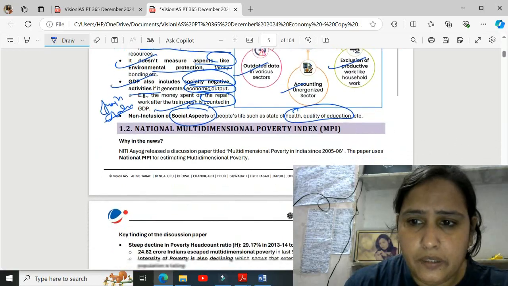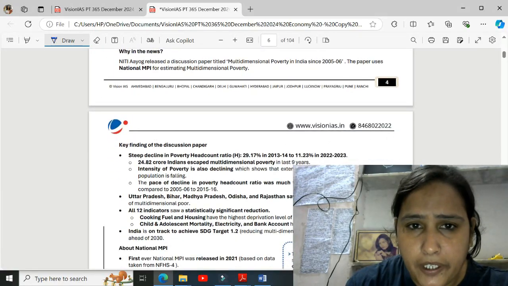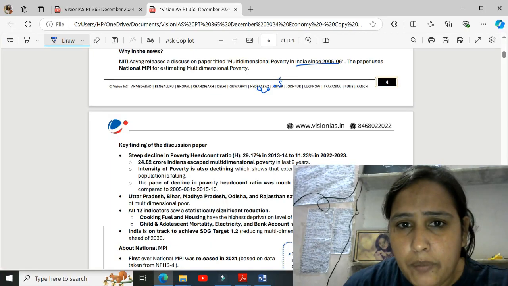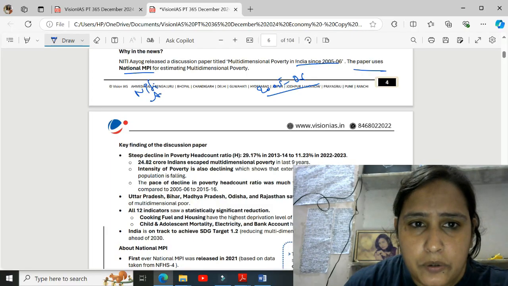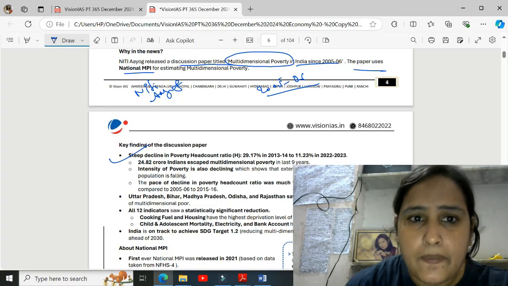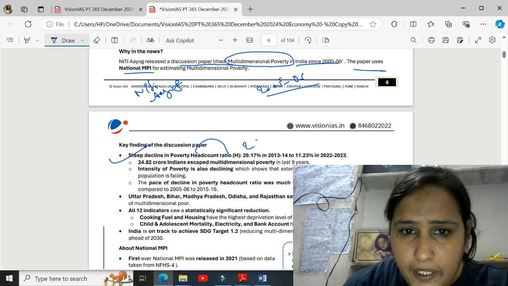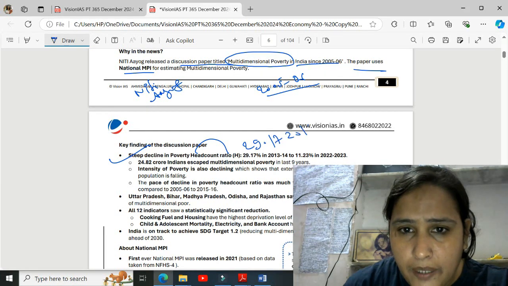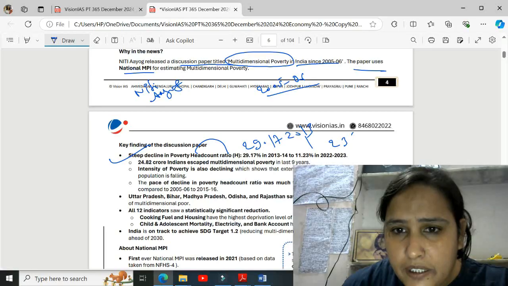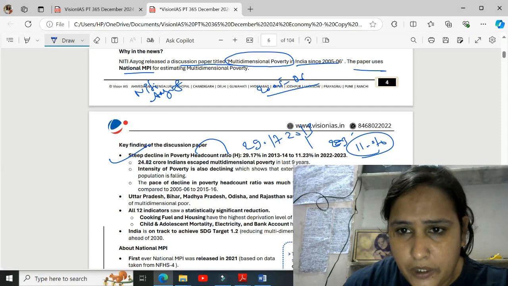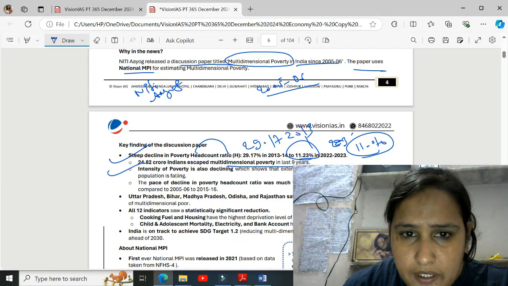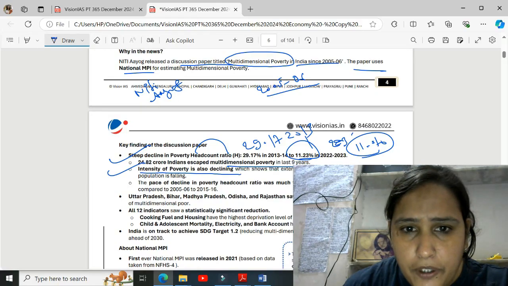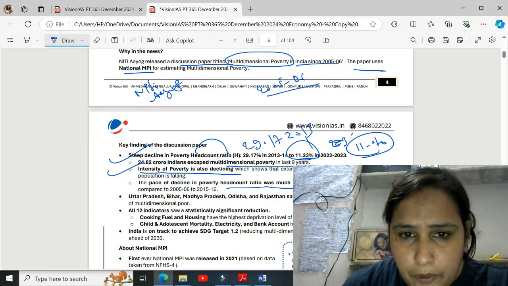Now next is the National Multidimensional Poverty Index. This index covers the period from 2005-06, and the discussion paper was released by NITI Aayog on the multidimensional poverty index. There was a steep decline in the poverty headcount ratio, which was 29% in 2013, and presently it is only 11.28%. So 24 crore Indians escaped multidimensional poverty, and the intensity of poverty is also declining, but the pace of decline of the poverty headcount ratio was faster.